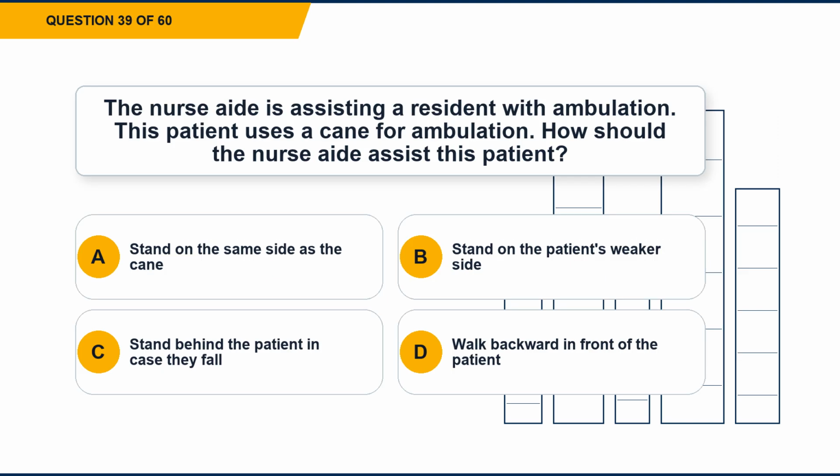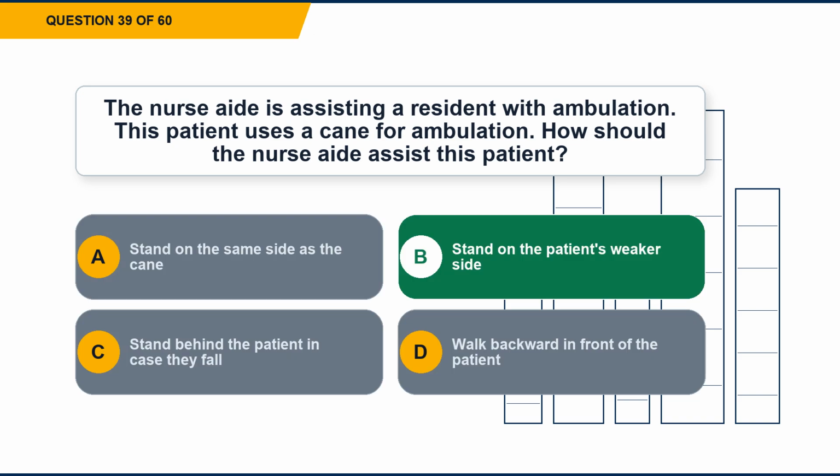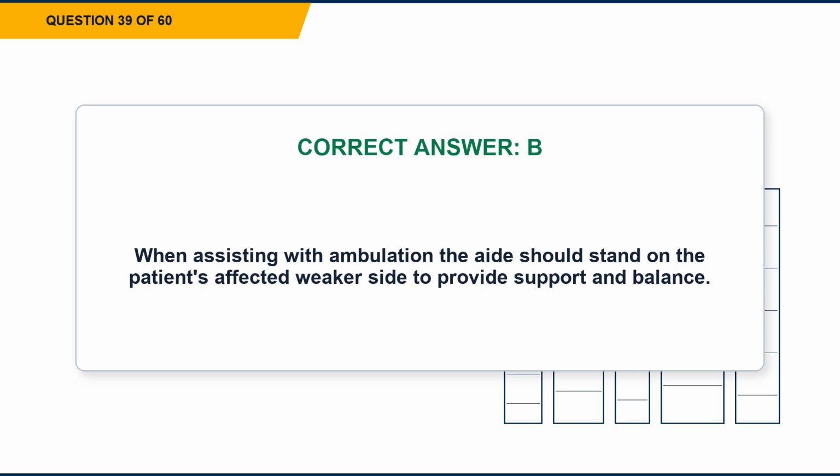Question 39. The nurse aide is assisting a resident with ambulation. This patient uses a cane for ambulation. How should the nurse aide assist this patient? Option A. Stand on the same side as the cane. Option B. Stand on the patient's weaker side. Option C. Stand behind the patient in case they fall. Option D. Walk backward in front of the patient. The correct answer is option B. Stand on the patient's weaker side. Explanation. When assisting with ambulation, the aide should stand on the patient's affected weaker side to provide support and balance.